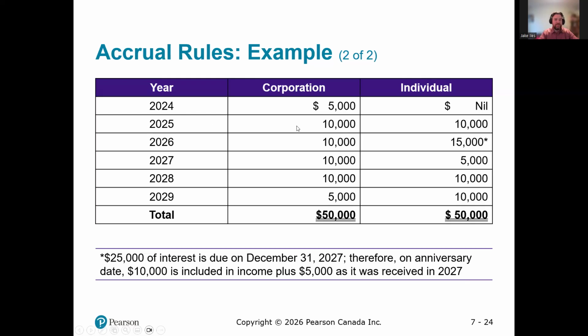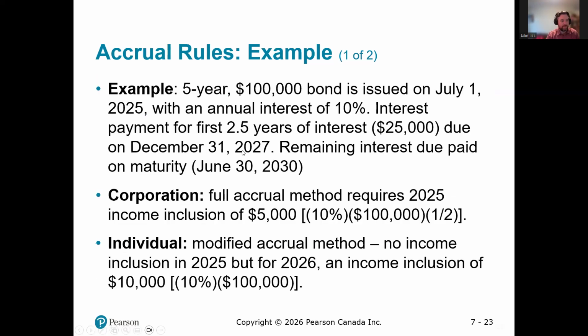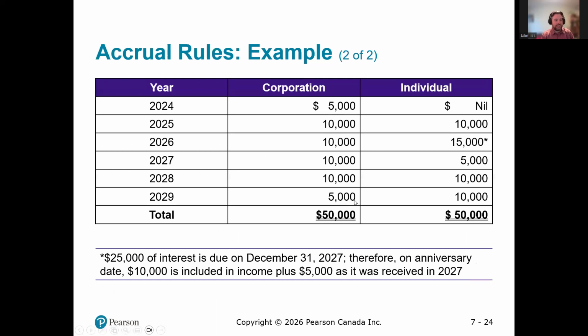In 2025, January 1st to December 31st is a full year, so they accrue a full year's worth of interest. In 2030, in our example, because that's when it matures, we're accruing from January 1st to June 30th when the loan is repaid. So that's just another 6 months. So we accrue 6 months, we accrue each year, and then we accrue those final 6 months. So the total interest earned, interest income, is $10,000 times 5 years, $50,000. So the corporation's very straightforward. That accrual method keeps that income recognition consistent.